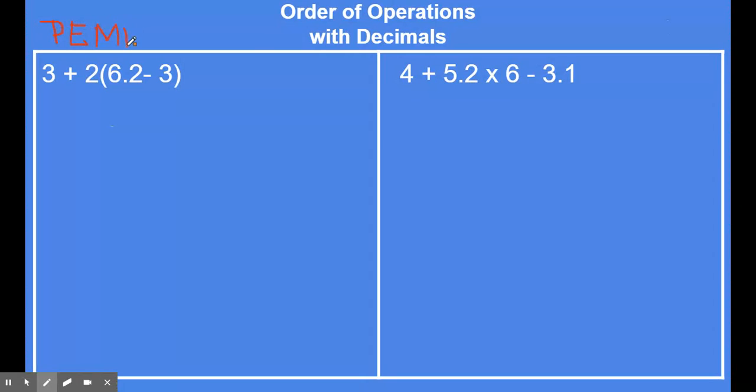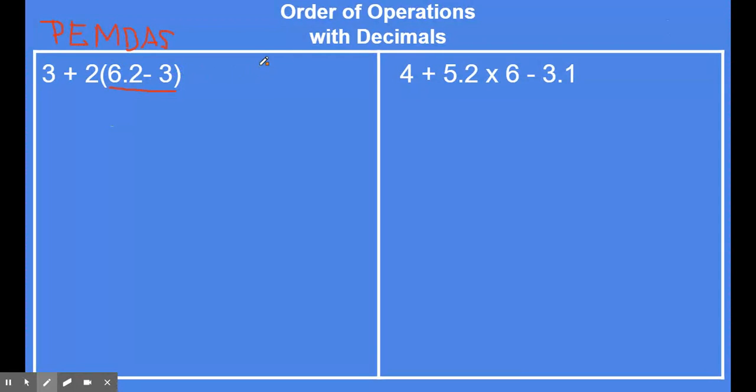This is something I do every time I see a problem that has more than one operation in the problem. And I see addition, subtraction, and multiplication. So the first thing I say, are there any parentheses? Yes. So there are my parentheses. So the first thing I'm going to do is I'm going to have to do 6.2 minus 3.